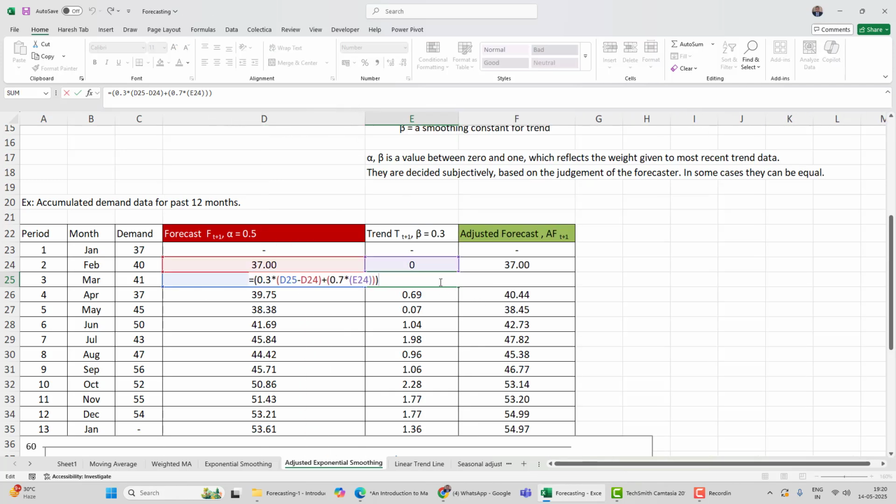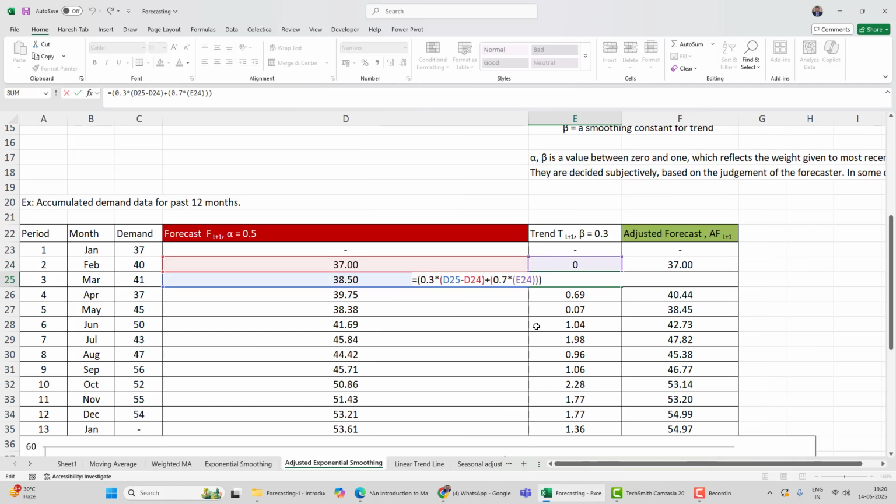I'll just try to make this bigger so that now you can clearly see the formula. For example, for April, the trend will be calculated as the difference between the two forecasts, D26 minus D25 here, multiplied by the beta value, plus 1 minus beta times the trend for the previous period. One more time, for September: the difference between the forecast for September and August multiplied by beta, plus 1 minus beta times the trend for August. So these trend values will be calculated.